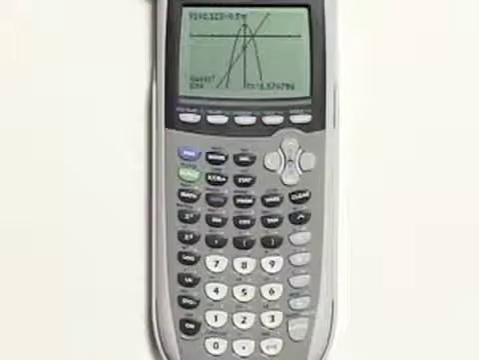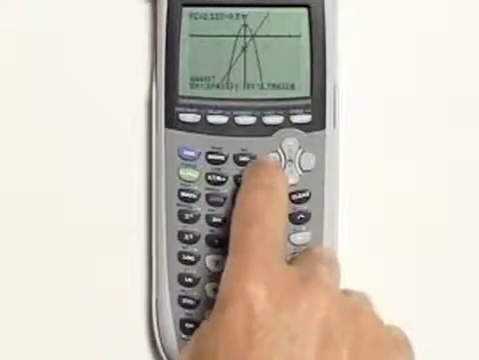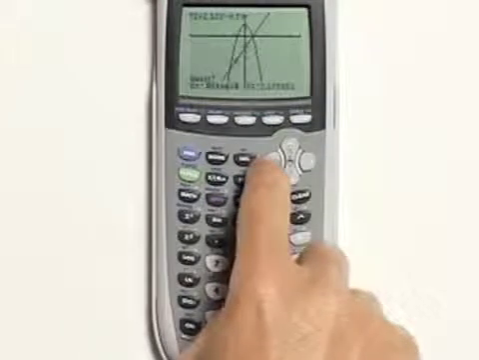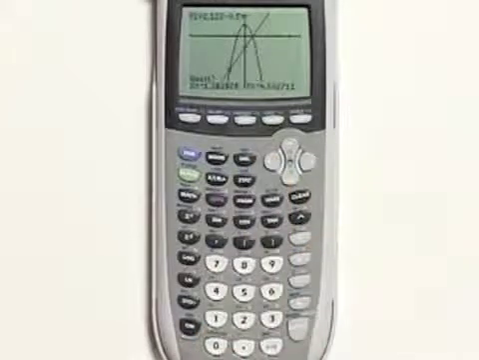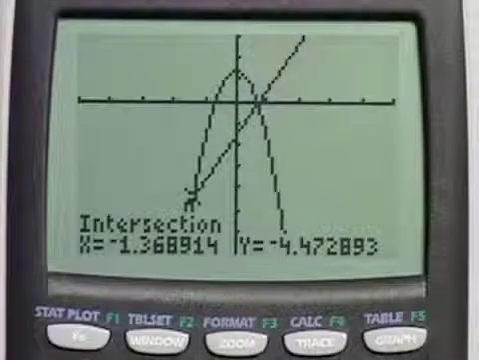Now it's asking us for a guess. Basically, because there are two different points, we need to move closer to one of them. Let's move down the line and close to the point of intersection that's in the quadrant 3. When we get close enough, we just press enter, and it will give us the solution to that intersection.